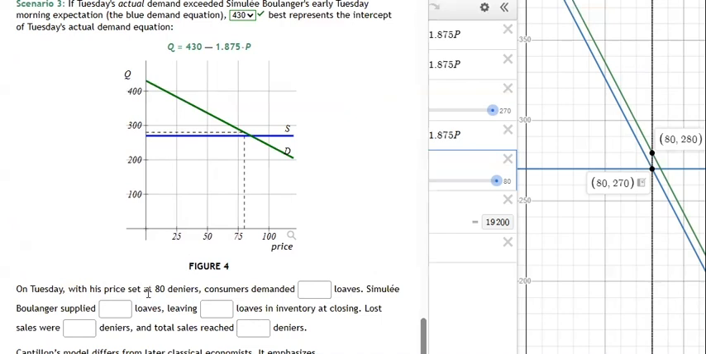So on Tuesday, with his price set at 80, because remember when he opened his shop, he noticed that all other bakers had posted a price of 80 deniers. So he kept his price at 80. With his price set at 80, consumers actually demanded 280 loaves. He only supplied 270, because what consumers wanted to buy exceeded what he actually supplied. He has 0 loaves of bread in inventory.